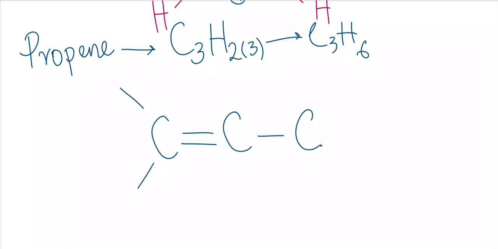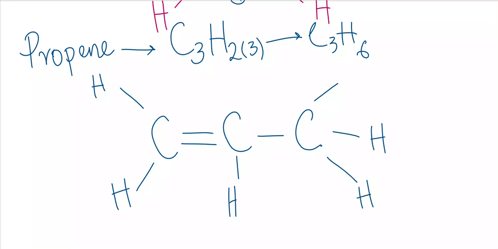This carbon already made 2 bonds with the second carbon atom, so you have to place 2 hydrogen atoms here, and then just 1 hydrogen atom here, and 3 hydrogen atoms will be placed with this carbon to satisfy its valency. So this is the structure, or you can say the bonding, in the second member of the alkenes, which is propene.